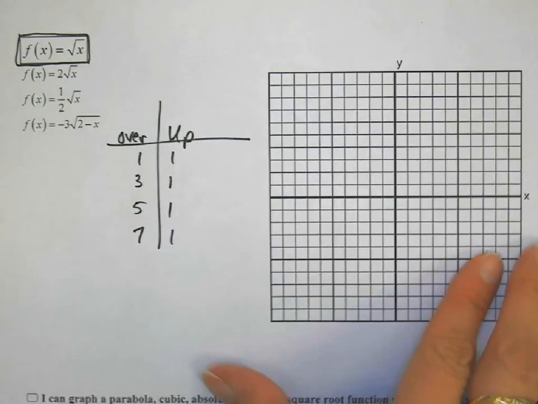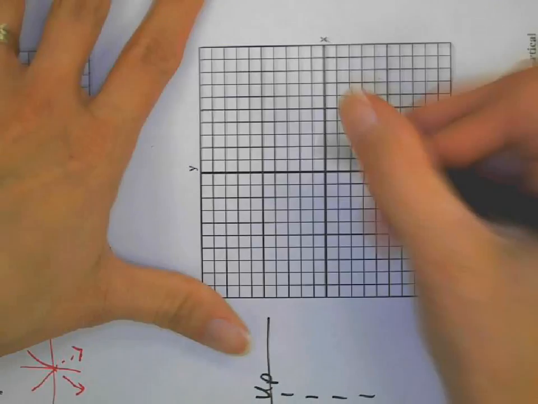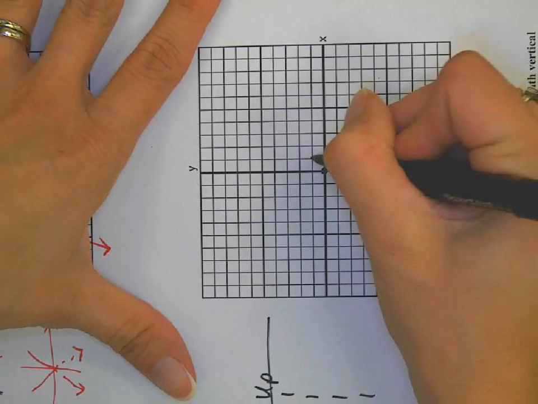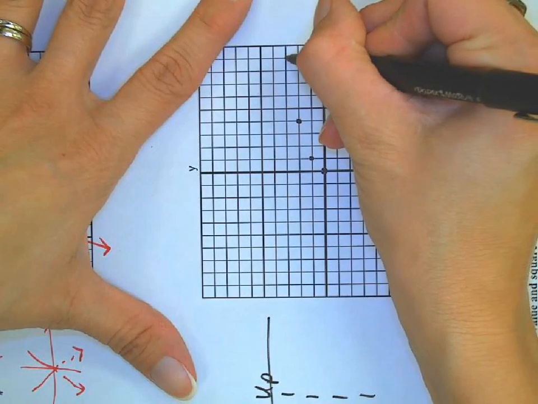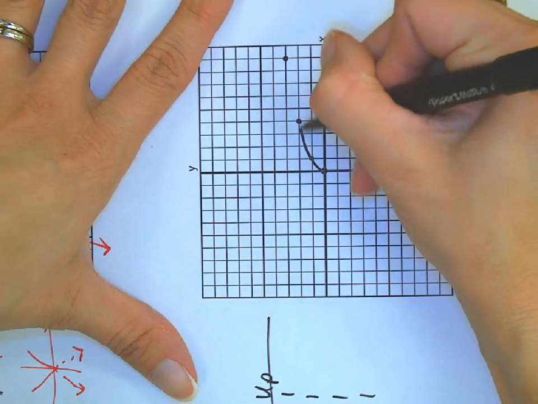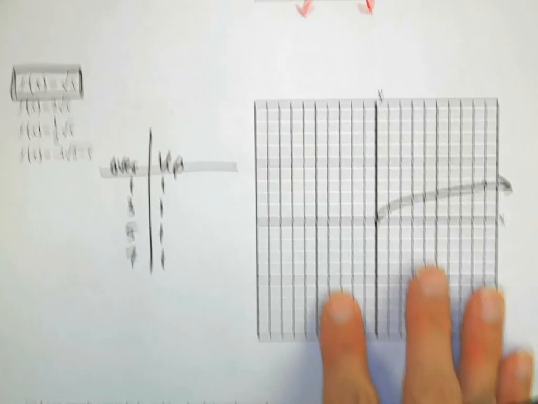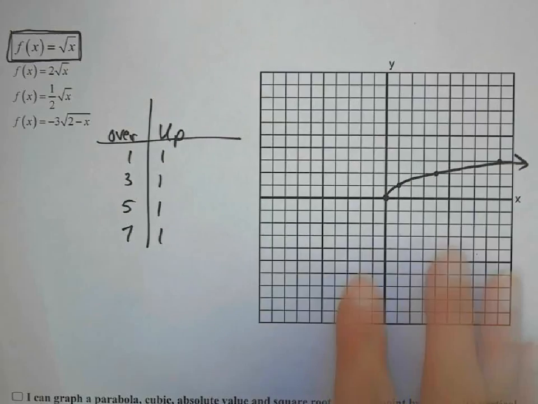What some people tell me they do is they just turn their paper this way and draw the parabola: 1, 3, 5, and then they put their paper back because it's easier for them to draw a parabola. That's a good technique if you like to do that too.